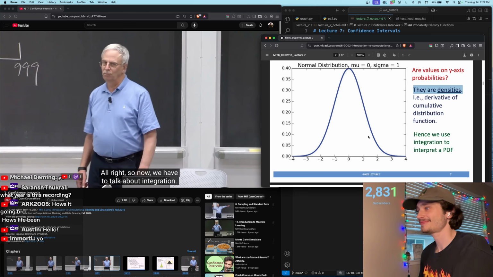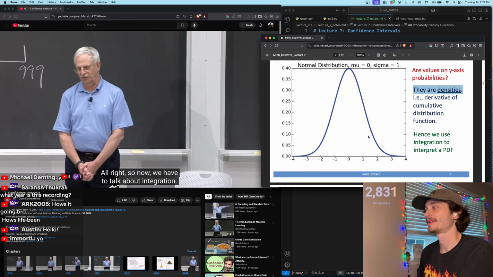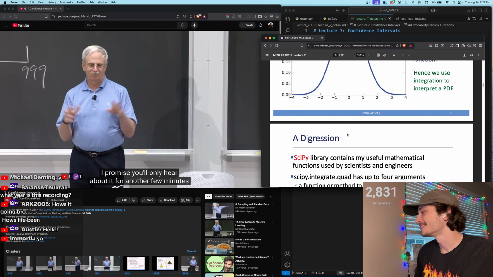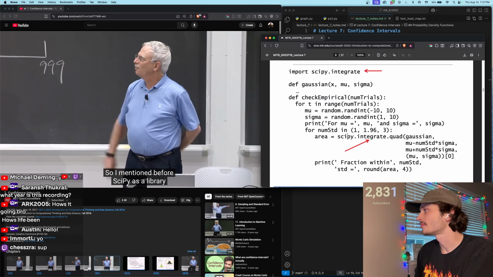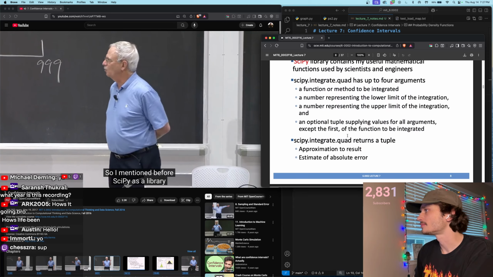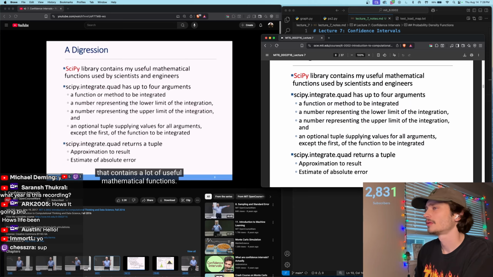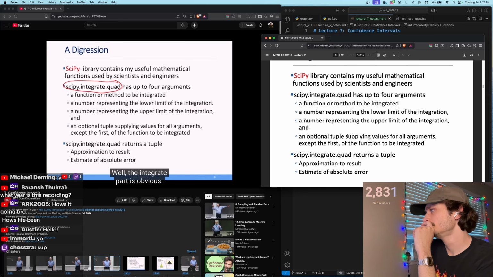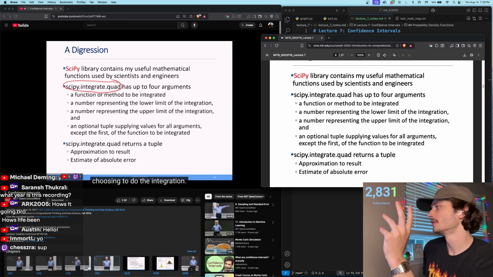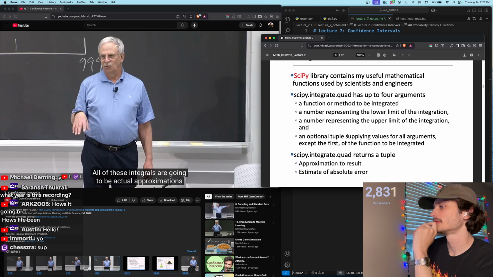All right, so now we have to talk about integration. I promise you'll only hear about it for another few minutes, then we'll leave the topic. So I mentioned before SciPy as a library that contains a lot of useful mathematical functions for scientists and engineers. One of them is scipy.integrate.quad. Well, the integrate part is obvious. Quad is telling you the algorithm it's using to do the integration.